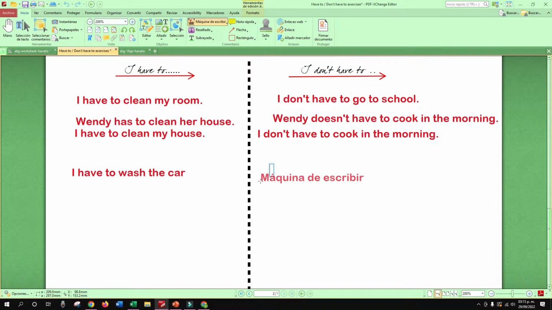I don't have to go working. Uh-huh. I don't have to work. You can say just that. I don't have to work, because remember that you must use the verb in the base form, Mr. Goodwin. So I don't have to work. Perfect.